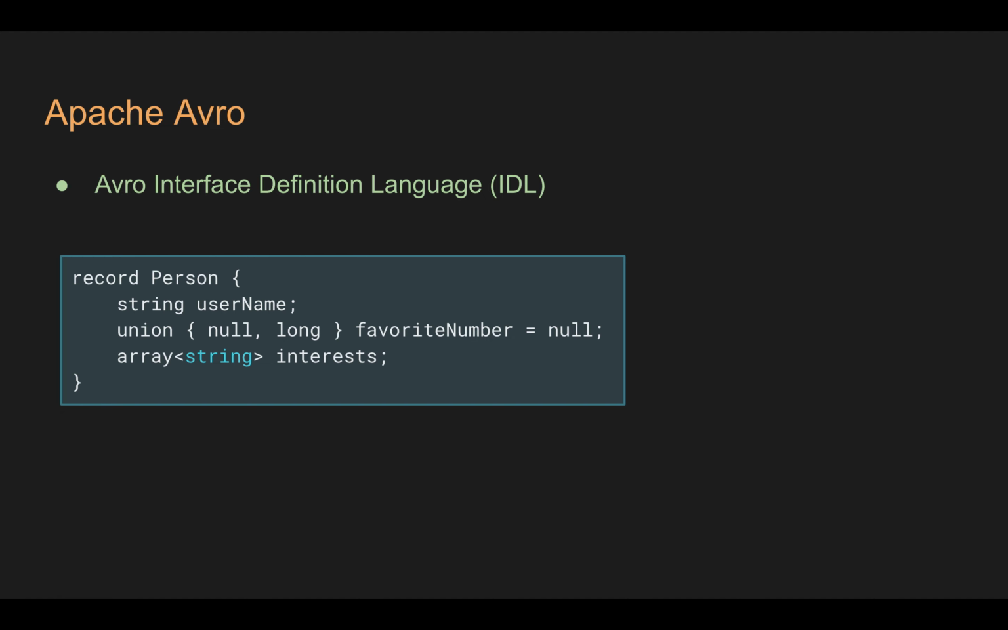Avro also uses a schema to identify the structure of the data being encoded. It has two schema languages. One is Avro IDL, an interface definition language intended for human editing, and one is based on JSON, which is more easily machine readable. This is what our example schema from the previous video looks like when written in Avro IDL. As you can see, there are no tag numbers in this schema like we had with Thrift. Also, the favorite number field is optional here. That's why it's a union of null and long type.